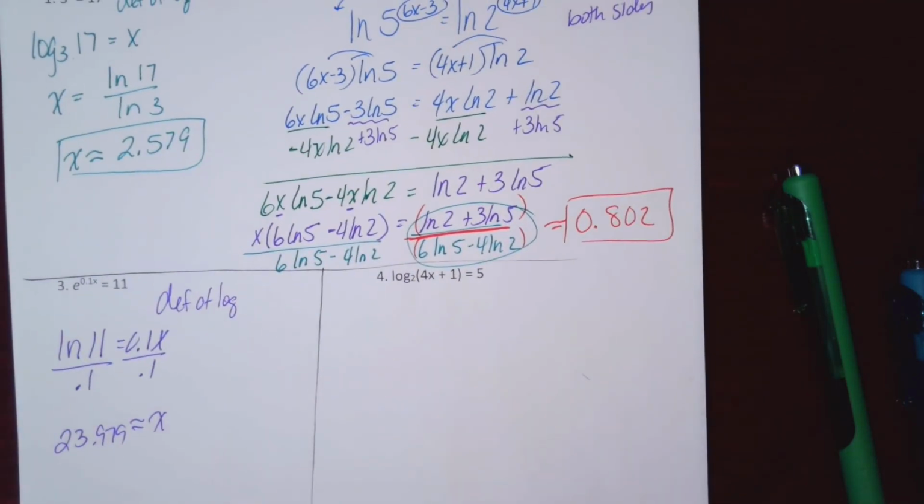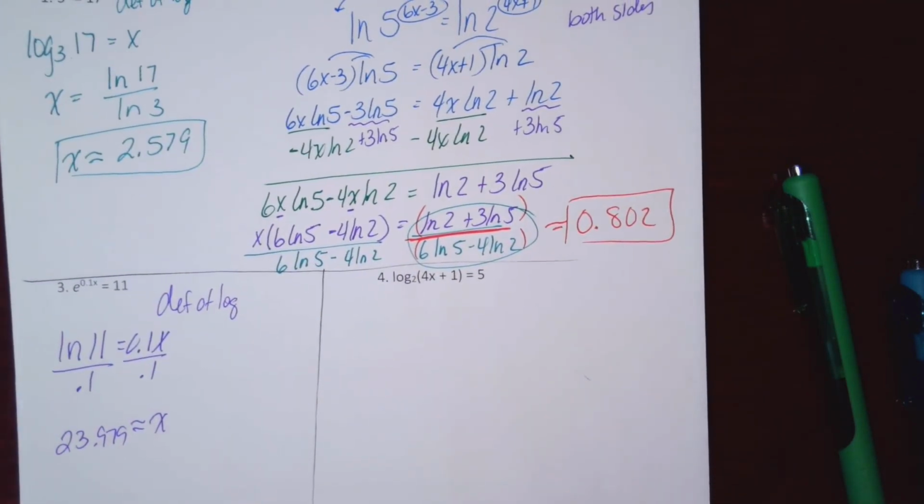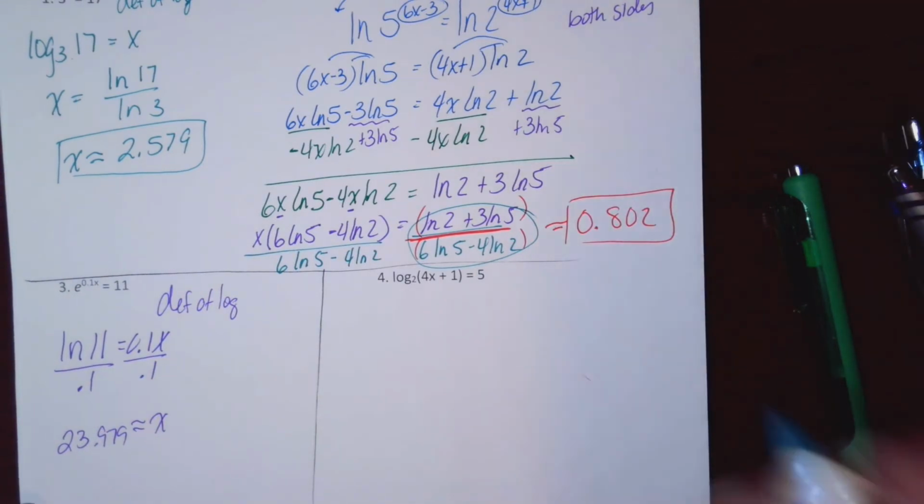Alright, what about this one? We've got a single log statement. The variable is in the argument. I need to solve for it. I can't solve for that variable while it's in the argument, so I need to use my definition of logarithm again.